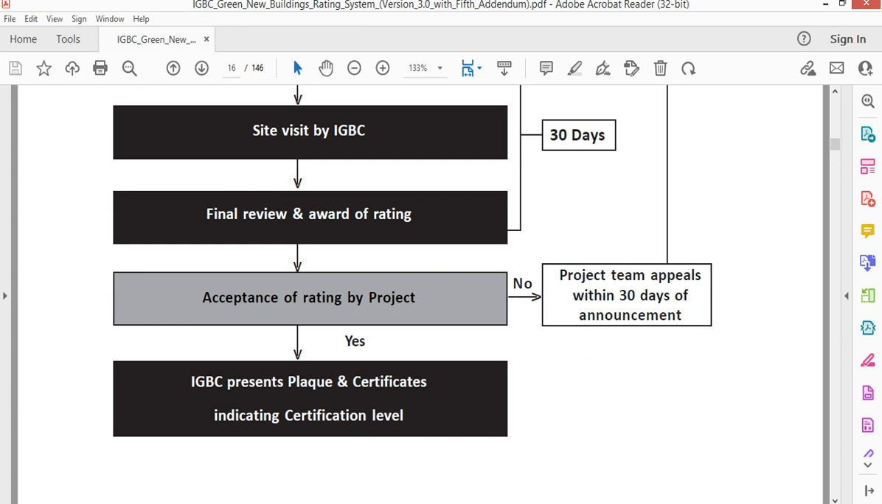During this stage, that is the acceptance, the team can accept the rating or they can reject it. If they accept it, the IGBC will present a plaque and a certificate, which includes a certification level like an IGBC certified rated building or a gold rated building, and so on. In case they do not accept the rating, that would be because of issues where they did not receive points for a particular mandatory requirement or credit, or if they feel that they deserve a better rating. The project team can appeal within 30 days of the announcement of the results. This entire process would take anywhere between 2 and 3 months.